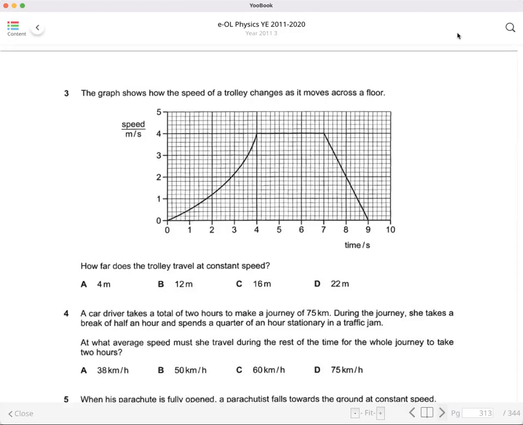Let me just give you a quick revision. Distance in a speed-time graph is the area under the graph. The question here talks about constant speed, so constant speed is down here. All of you will need to calculate the area under this graph. Correct, everybody got it correct. Well done. The answer is B.